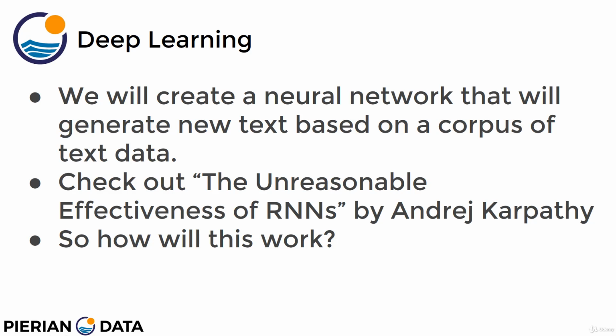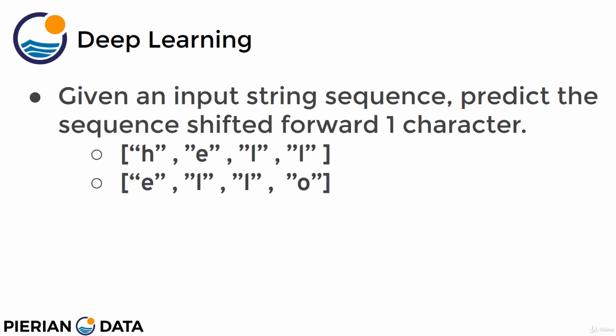So what are we actually going to do and how will this work? Basically, what we're going to be doing is the following task. Given an input string sequence, predict the sequence shifted forward by one character. So if I give you the sequence HELL, shift it over forward and predict that the next sequence of 4 letters should be ELLO to spell out hello.